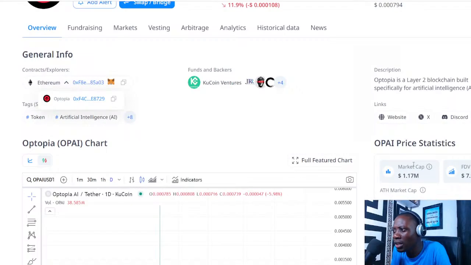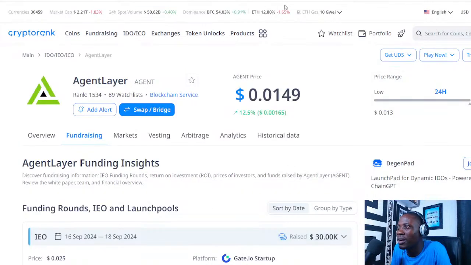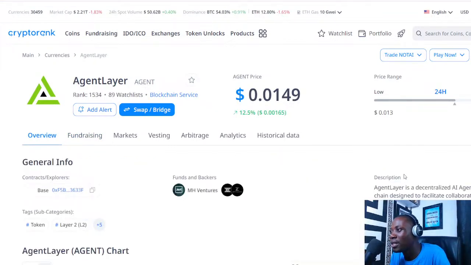So the next one on our list is Agent Layer. It's ranked 1500. What exactly is Agent Layer about? Let's read quickly. One of the narratives I would assume is a decentralized AI agent public chain designed to facilitate collaboration between AI and humans. So AI, but this one is exactly launching itself on Base, right? I think it's existing on Base, literally.